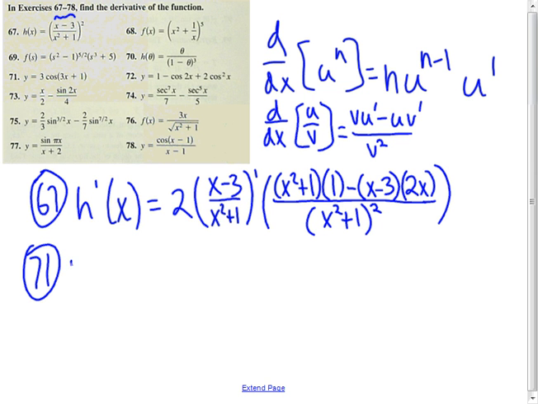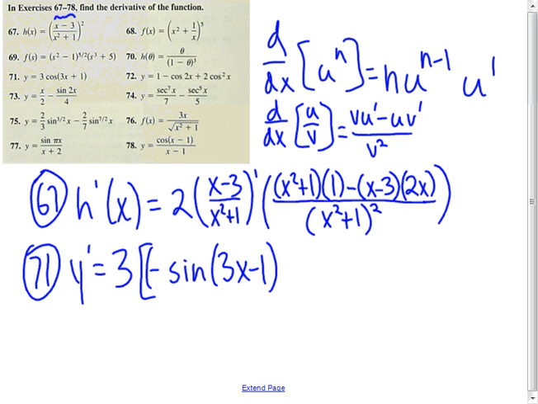So for number 71, y prime will be equal to 3 times, and then I'm going to multiply by the derivative of cosine 3x minus 1. That's negative sine of 3x minus 1, and then times the derivative of 3x minus 1, which is just 3. And we'll just clean that up a little bit. I can multiply the 3 here on the ends and multiply by the negative. So negative 9 sine 3x minus 1.